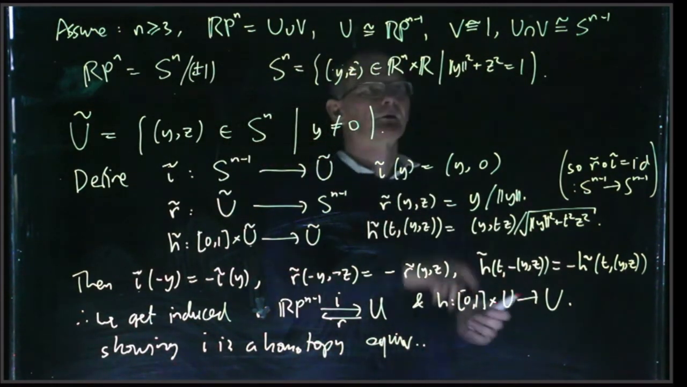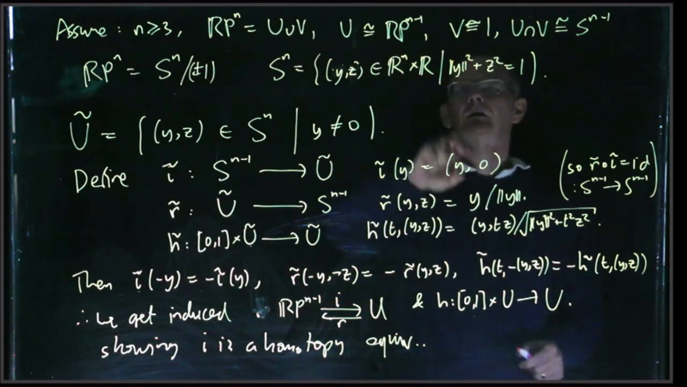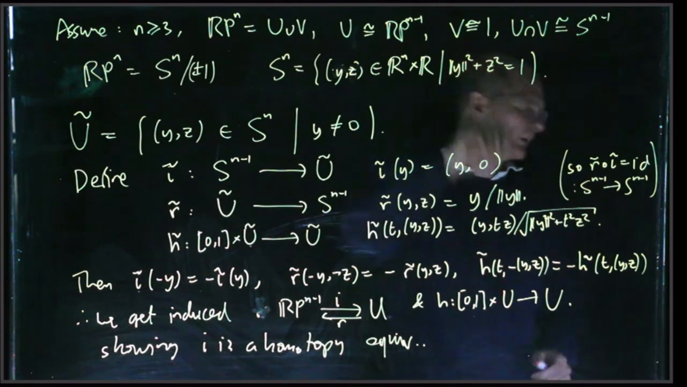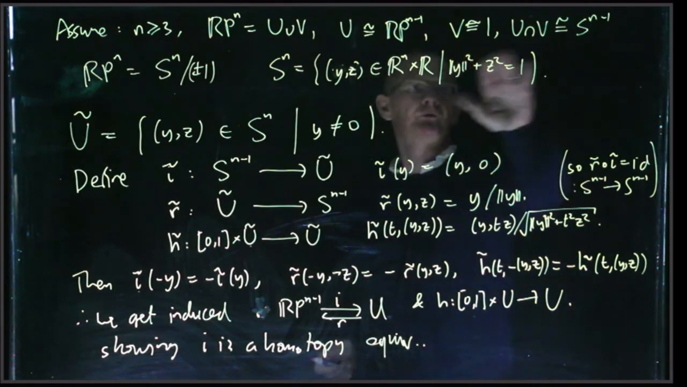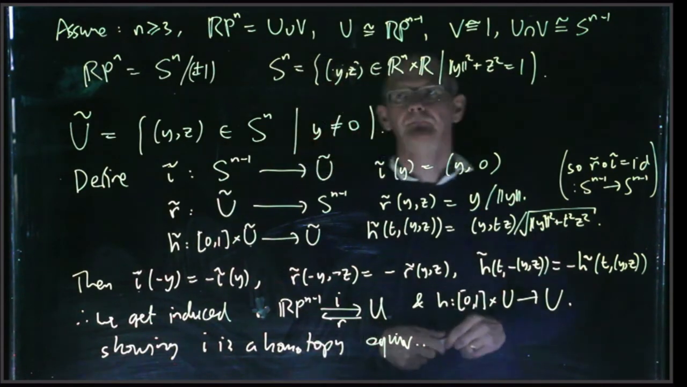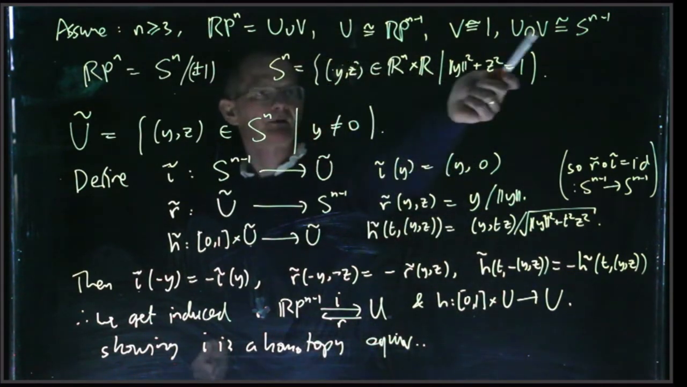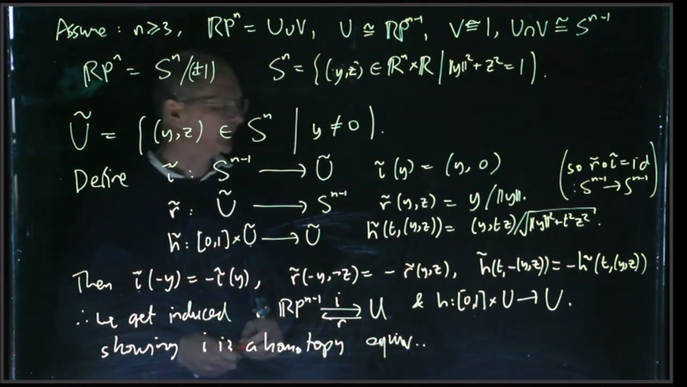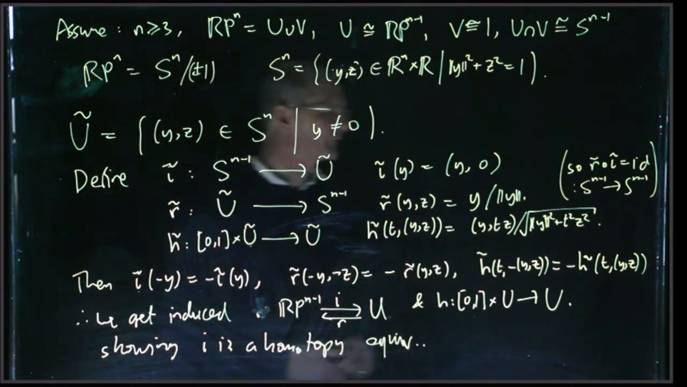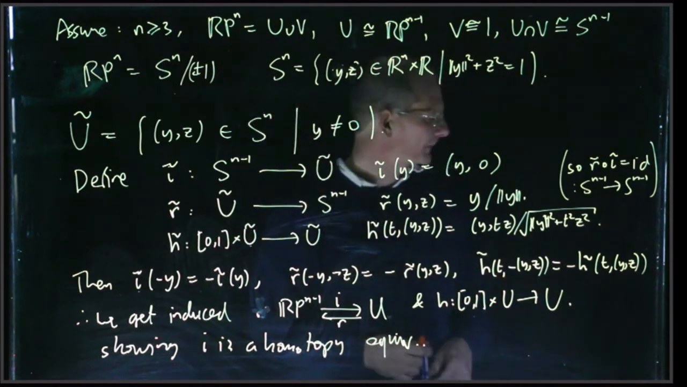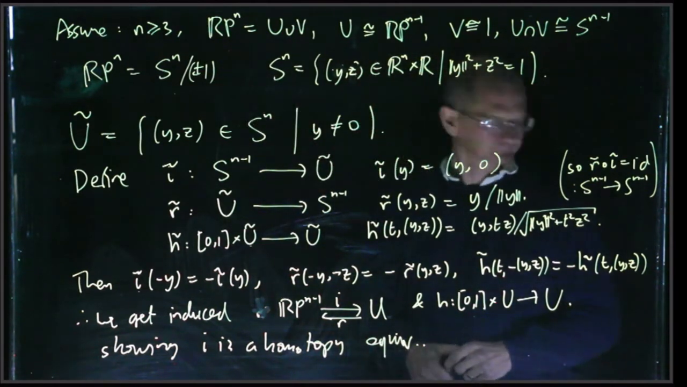So right there, this is proving that our U is homotopy equivalent to RP n minus 1, and we previously showed that V was contractible and that U intersect V was homotopy equivalent to Sn minus 1. So now we know what the homotopy types of all these things are. We know their homology, and by the argument that we explained earlier with the Mayer-Vietoris sequence, we can deduce the facts that we claimed about the homology of RP n.